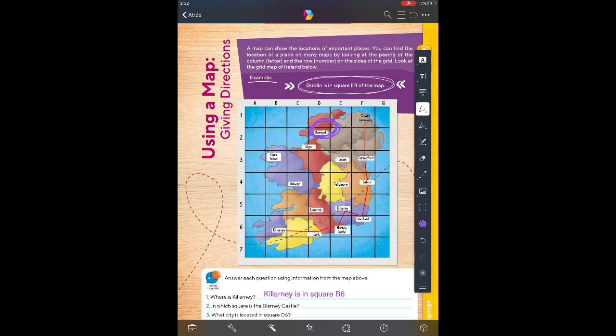Let's imagine that we need to go from Clare Island to Killarney, okay? So we need to get from Clare Island to Killarney. So we need to count the squares to get to Killarney and to tell in what direction it's going. So we're going to count 1, 2, 3 squares, but we're going down, right? So if we're going down, it's south.